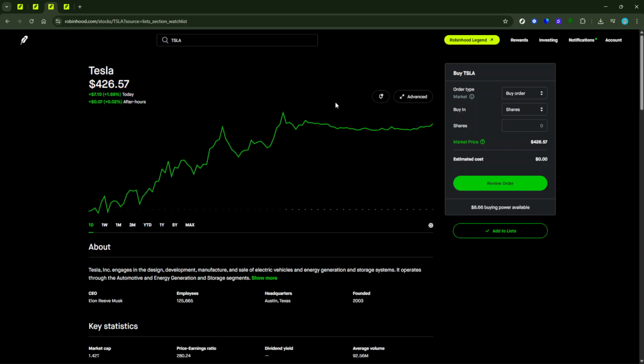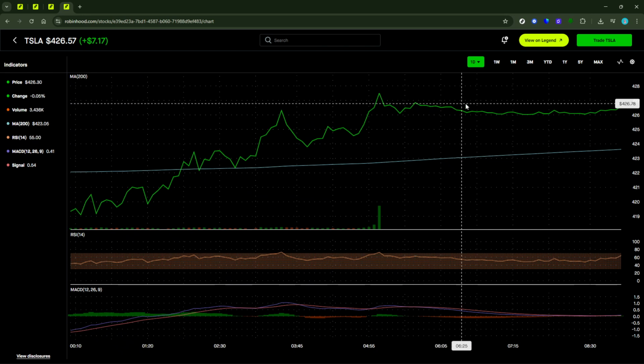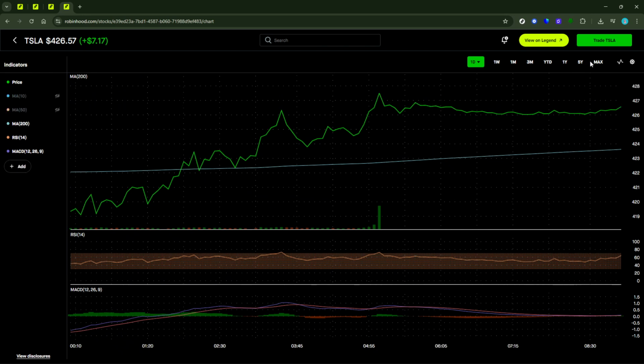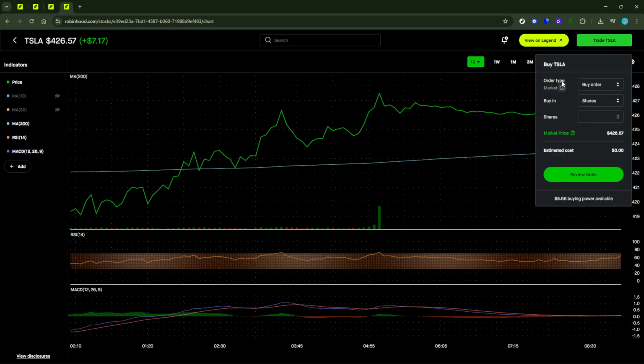When you're ready to buy, click on Trade, then select Buy. Enter the number of shares you want to purchase. Next, you'll need to choose your order type. If you want your order to be executed immediately at the current price, select Market Order. If you prefer to set a specific price at which your order should go through, choose Limit Order and enter your desired price.